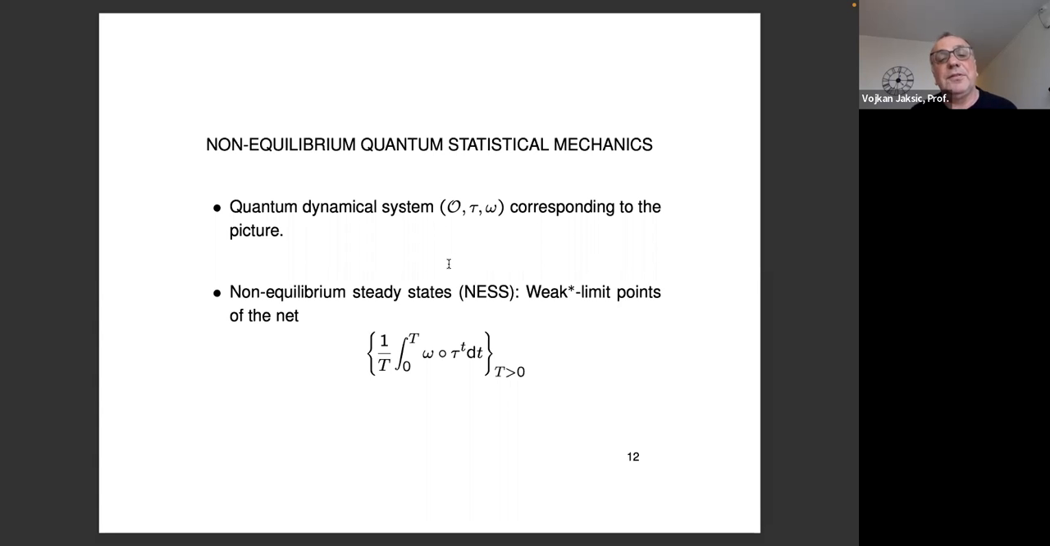And now the basic objects of the theory are non-equilibrium steady states. David Ruelle called them the natural non-equilibrium steady states. Claude-Alain and I called them just non-equilibrium steady states. And these are weak-star limit points of the net. You start with your state, you evolve it along the trajectory, and then average over the time. And then you look at the weak limits as t goes to infinity. If the algebra was separable, that would be the limit just along subsequences t_n going to infinity. And this set is always non-empty because of compactness, and its elements are invariant under the time evolution tau. So this definition is really motivated by the SRB, Sinai-Ruelle-Bowen, definition of physical measures in the non-equilibrium setting.